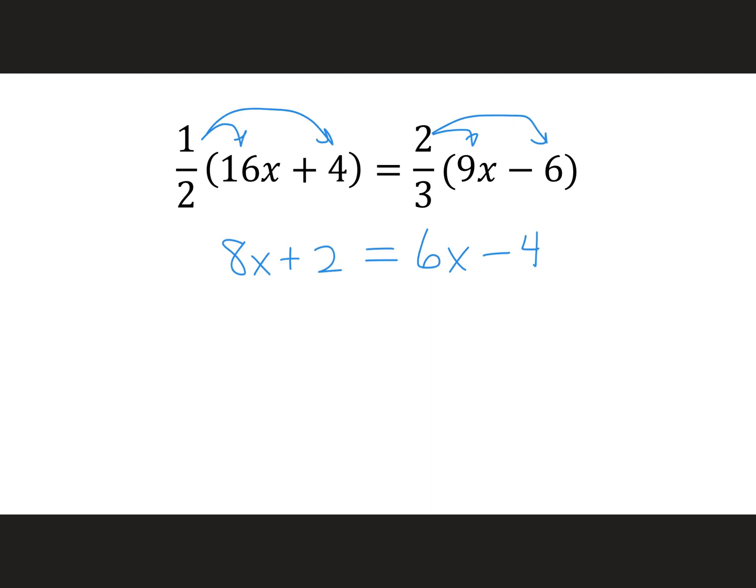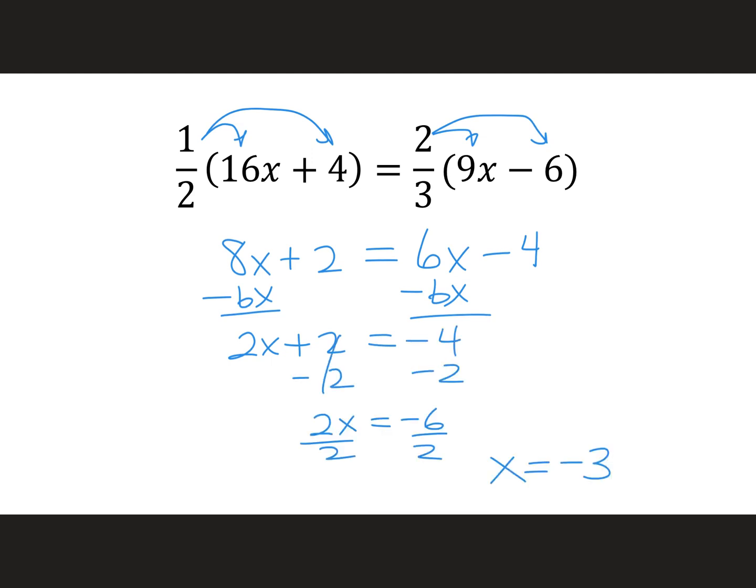A reminder, when you're at this point, get rid of that x term before you try to get rid of one of your constants. And so I'm going to get rid of the 6x like this. And I'll have 2x plus 2 equals -4. And now it's just a two-step problem that I'll finish for you right now. All right, there you go.